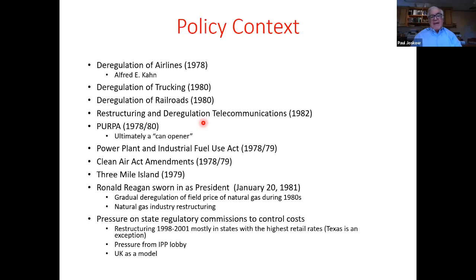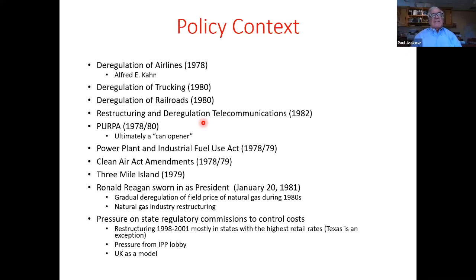And these events, the economic context, the policy context, put a lot of pressure on state regulatory commissions to control costs. And it led ultimately to restructuring, especially in the states with the highest retail rates. PURPA created a lobby for going further. If you could build a big cogeneration plant in Southern California, why couldn't you just build a regular power plant? And why was it only utilities who got to build these things? So the IPP industry, heavily influenced by Enron's lobbying, put a lot of pressure in a number of states to restructure and allow competition in both the generation segment and also in the retail supply segment.